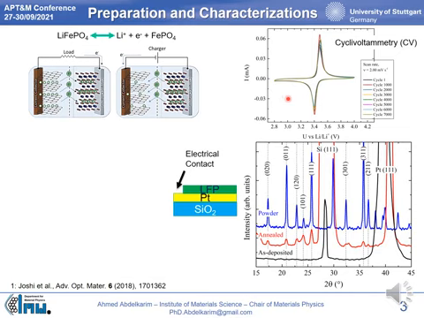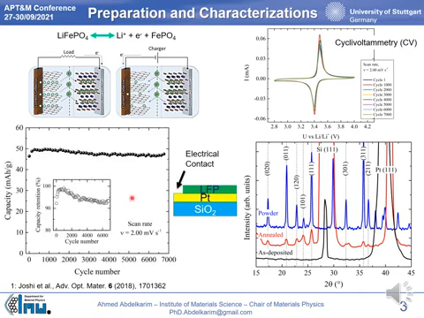In cyclic voltammetry, a potential window is swept with a constant scan rate, and the corresponding current is recorded. For example, here a thin LFP film is charged and discharged for 7,000 cycles. The capacity retention is found to be higher than 90% after 7,000 cycles. The electrochemical performance proves that the LFP crystal is quite stable.